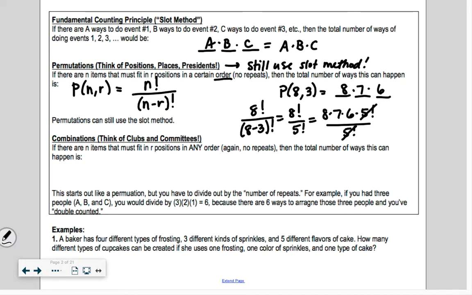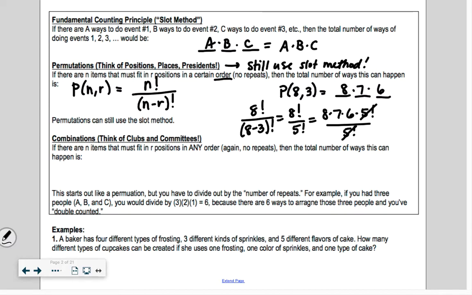Okay, so combinations. I want you to think about clubs and committees. I want you to think of groups of items. If I have a group of items, it doesn't matter what one's first, second, third, fourth, fifth, right? If I have a community service club, nobody cares who's number 1 in the community service club. Everybody's in the club together. Everybody's working together, right? That's going to be a combination.